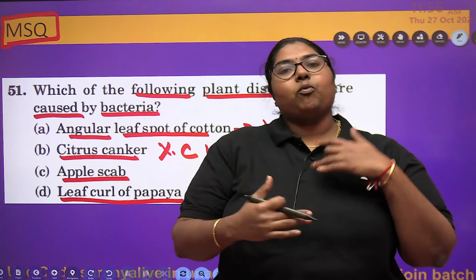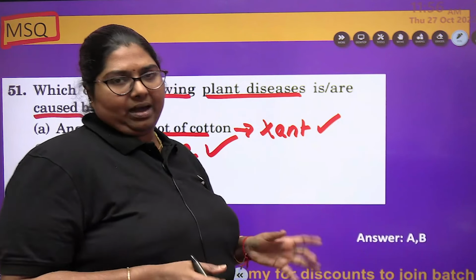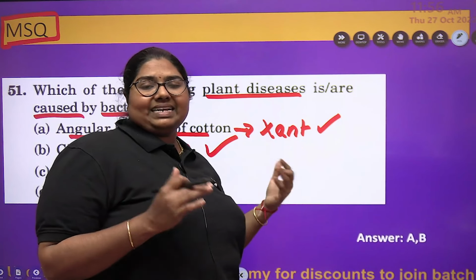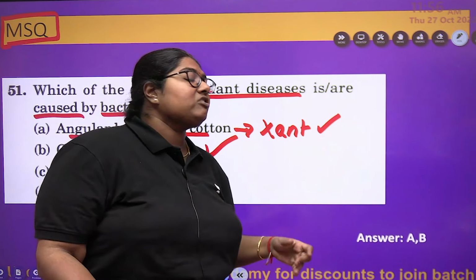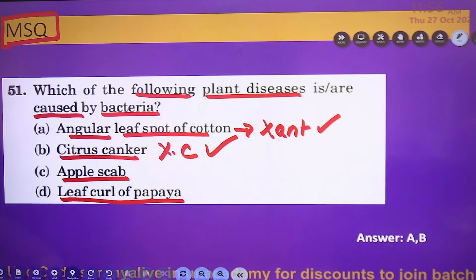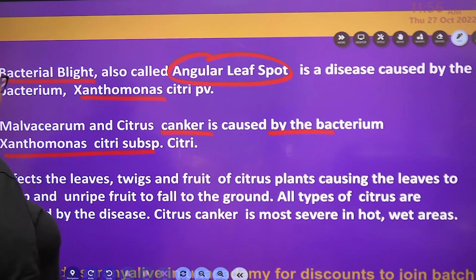This is a multiple select question, so it will contain more than one correct answer. If you mark all the correct answers only, you will get the mark. But remember, if you don't get it correct, there is no negative marking. That is the advantage of attempting multiple select questions. Anyway, we will learn what apple scab is. The citrus canker is a very important disease, I told you.